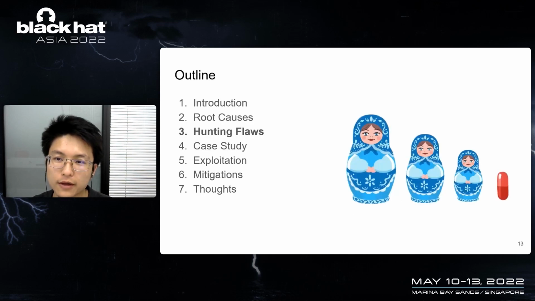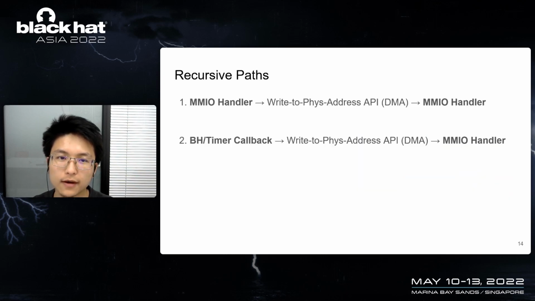Next, we will explain how to make the hunting and the exploitation process automatic with CodeQL. There are two common paths to trigger the recursive MMIO: from an MMIO handler to another MMIO handler, or from a bottom half or timer callback to an MMIO handler. To automatically find those paths in virtual devices with CodeQL, we first need to describe the characteristics of the MMIO handlers and BH timer callbacks.